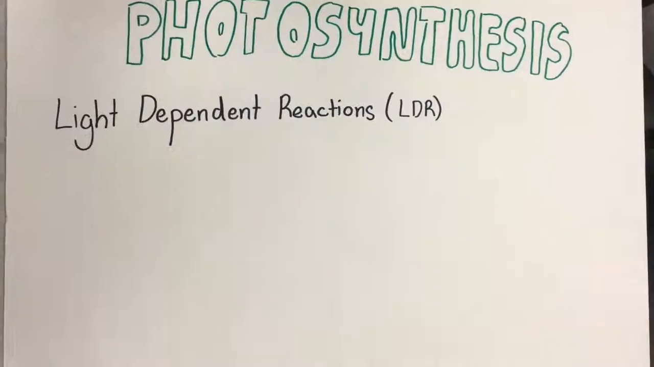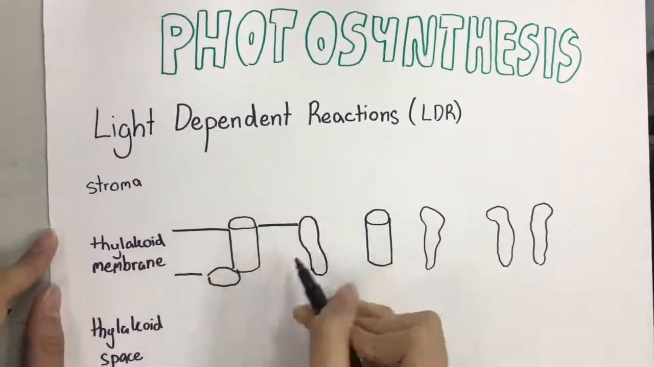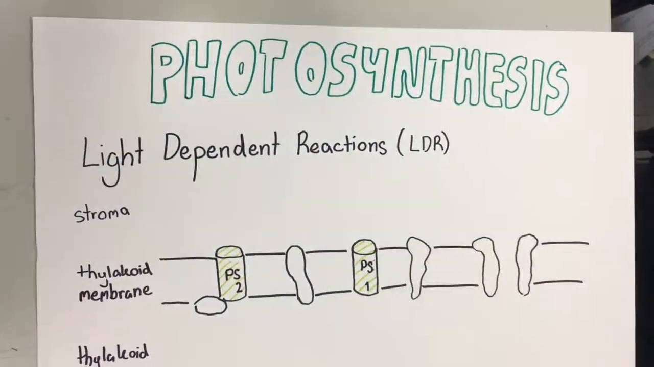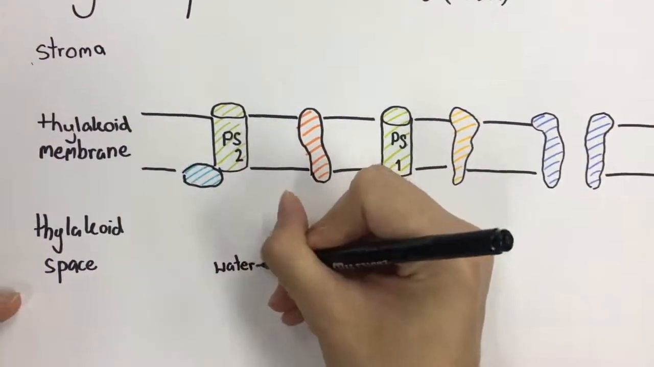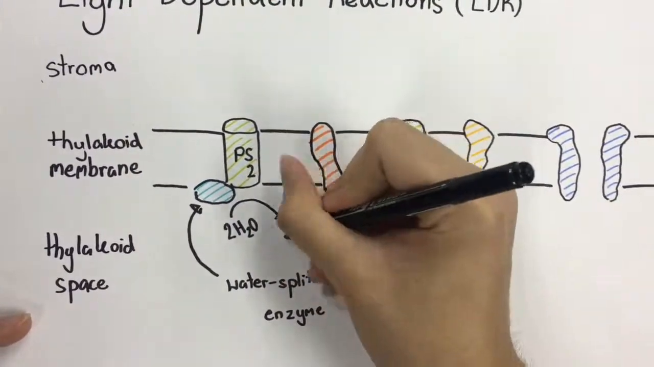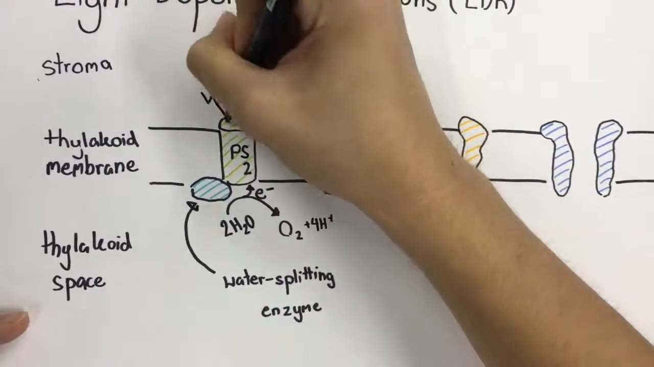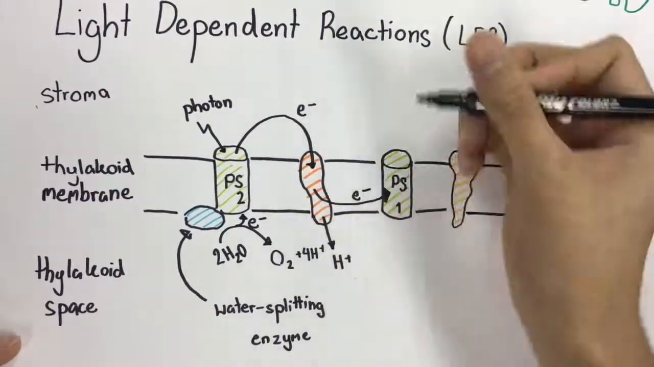There are two types of photosynthesis: light-dependent reaction and light-independent reaction. Light-dependent reaction takes place in the thylakoid membrane. The photon hits photosystem 2, which then moves through the electron transport chain to photosystem 1 and the protein channel.